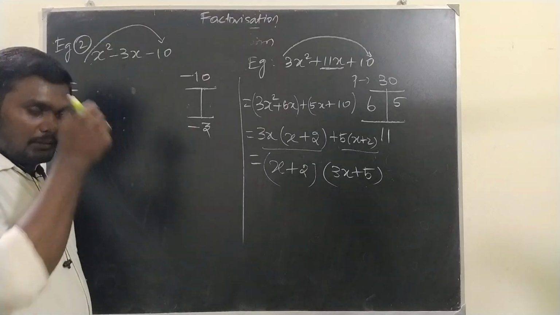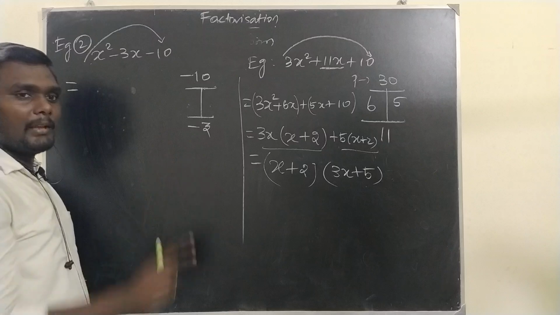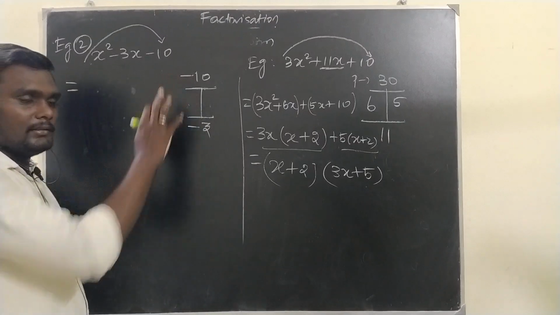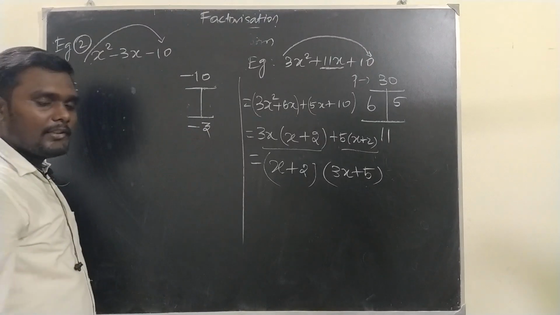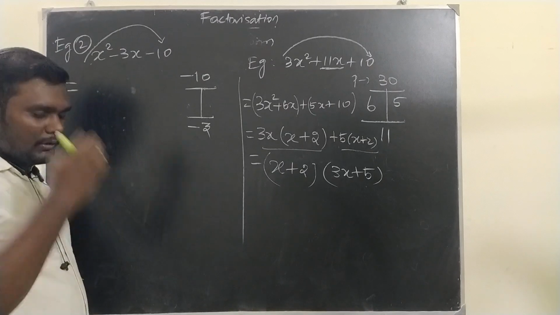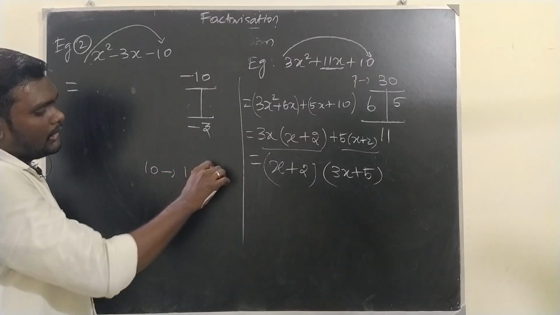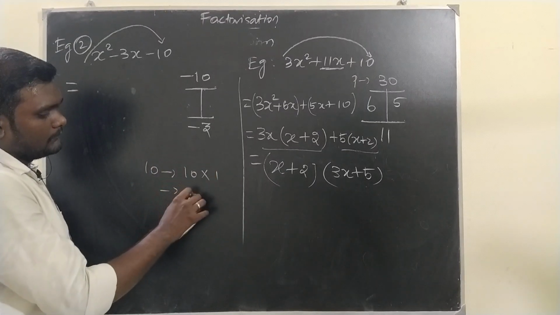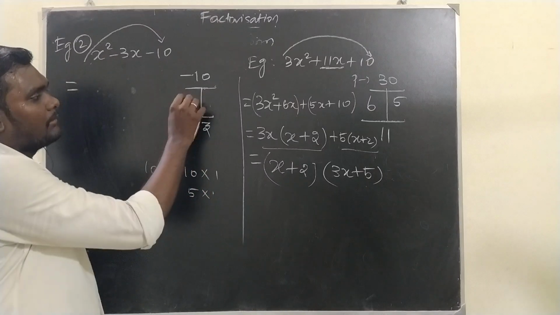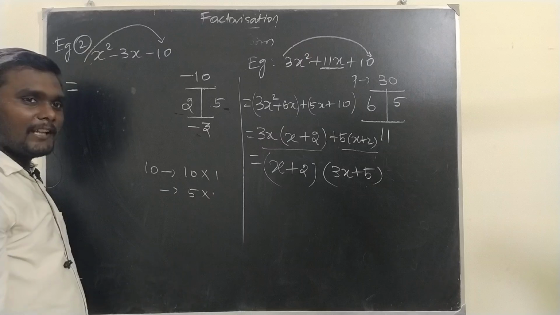Now we need to identify numbers which give −10 when multiplied, and when added should give −3. What are all the products that will give you 10? List them out. 10 ones are 10, 5 times 2 or 2 times 5. Good. But when we add these two, we will not get −3.